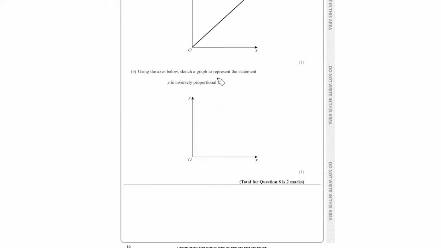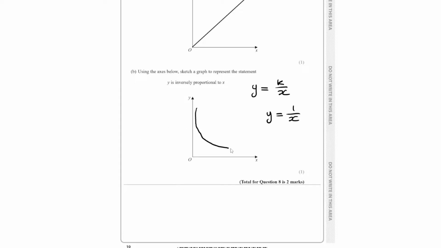So using the axes below, sketch a graph to represent the statement y is inversely proportional to x. So the equation for inverse proportion is k over x, which again, k represents a number. So imagine that that number is 1. Because it could be. What graph is that? This is just a reciprocal graph. Now, we've only got one quadrant. I know normally the reciprocal graph is like this, isn't it? There's one down here. We only have one quadrant, so just draw the top one.